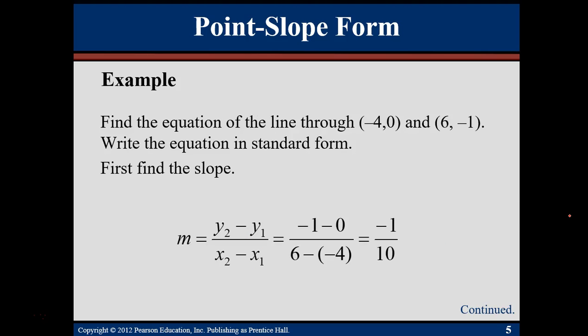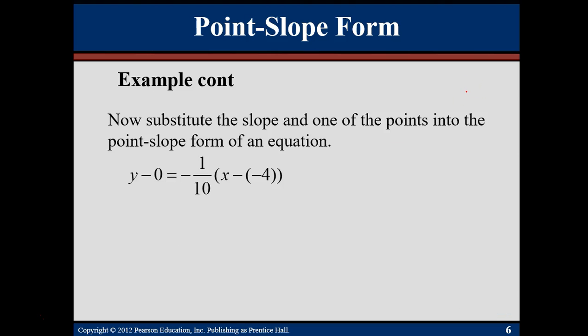If you're given 2 points, you'll need to first find the slope. You'll want to let one of the points be x1, y1, and the other be x2, y2. And then it's y2 minus y1, so I'll have -1 minus 0, and then x2 minus x1, 6 minus -4 will give me a 10, and so my slope for this line is -1/10. Pick one of the points. I'm going to go ahead and pick -4, 0, and sub that in for x1, y1. Even if you wanted to use x2, y2, you could still sub those in for x1, y1.